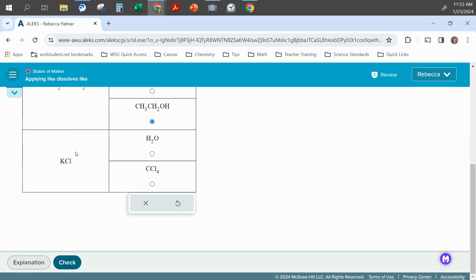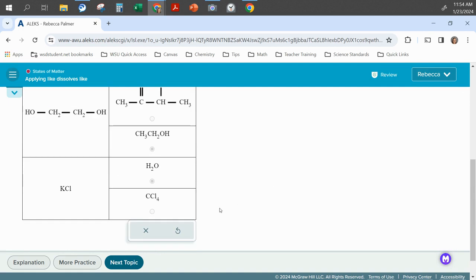Okay, next one. This one, I can see that I have potassium. Potassium is a metal. This is an ionic compound. Ionic compounds need a polar solvent to dissolve. I know that water is polar. They're trying to trick you with this one. This one, remember, is tetrahedral. It has 4 identical groups. This one is nonpolar. Carbon tetrachloride is nonpolar. Even though it has chlorine, that's not what we're looking at. We're looking at the type of molecule and if it's polar or nonpolar or hydrogen bonding.